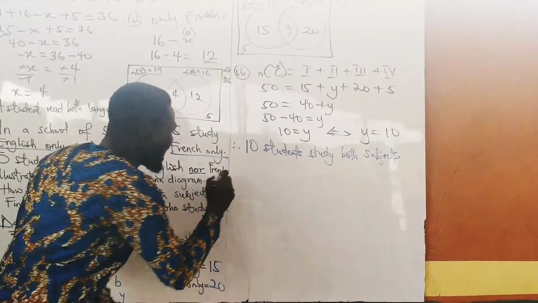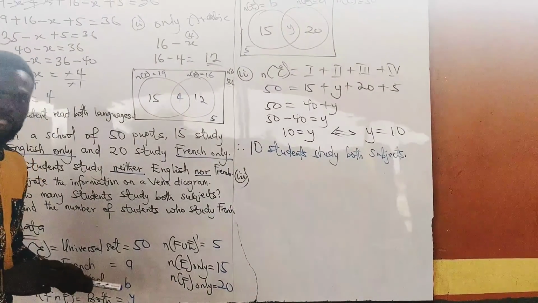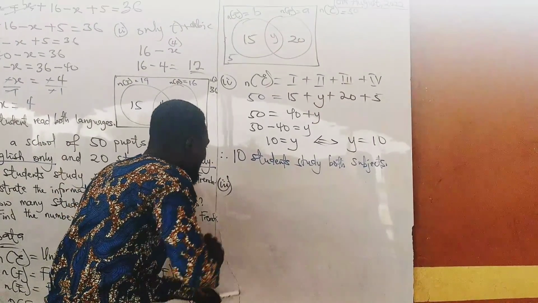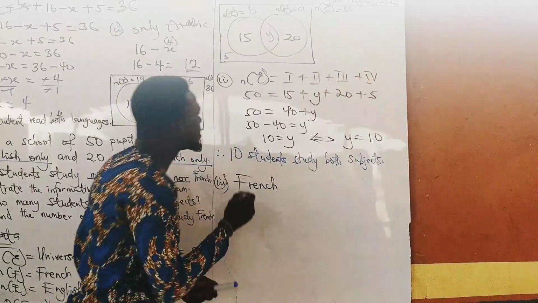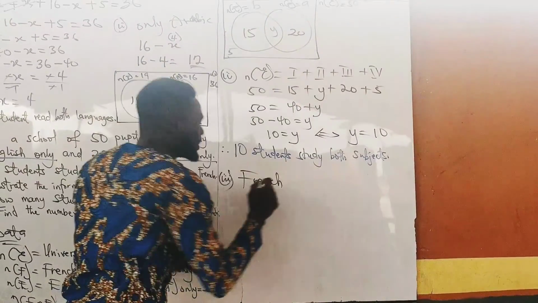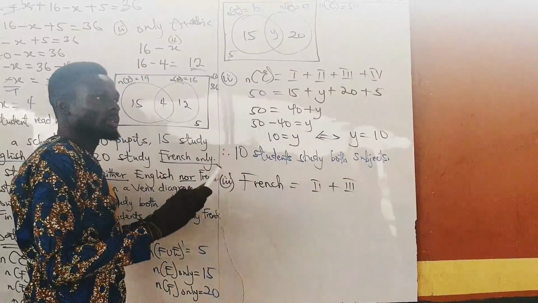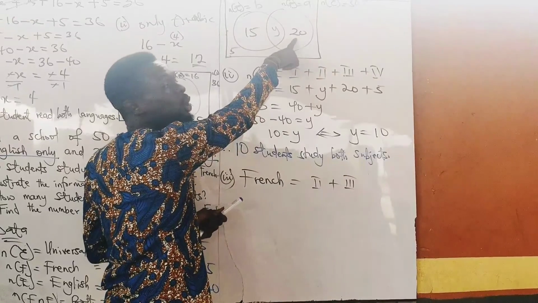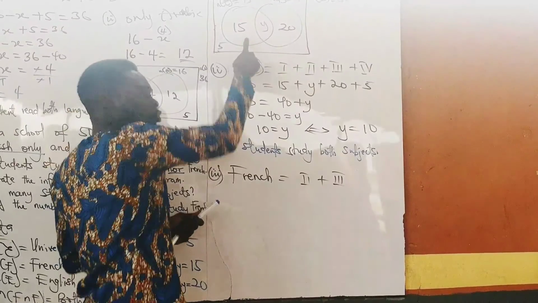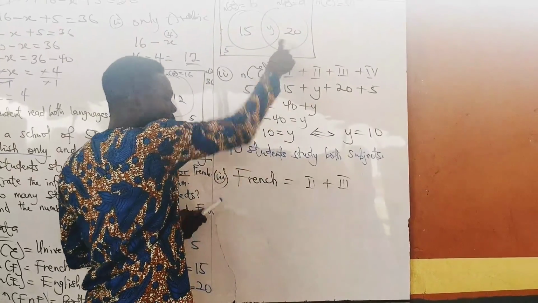When you continue with the III, it says, find the number of students who study French. Here you have to find the number of students who studied French. And the French is calculated as, what is the French? This is the French. So this is a circle for French. We are going to add region I plus region III. This studied French only. But this one, they studied French, at the same time also studied English. So if you want the number of students who studied French, these people studied French, so you add them to this one.